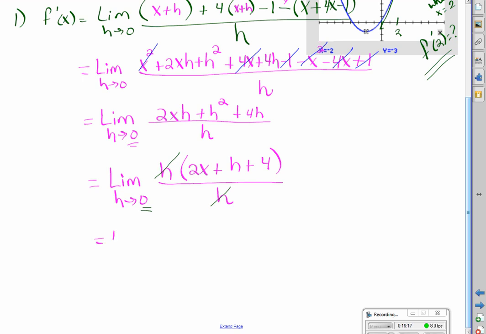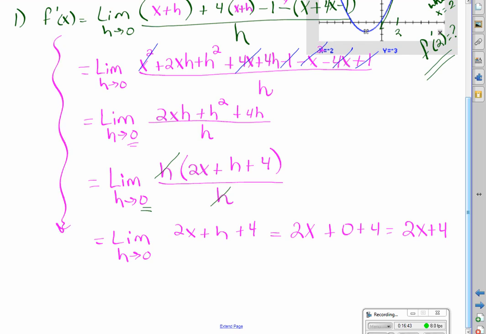and I no longer have an issue with substituting 0 in, do I? I'm now at the stage where I have the limit as h goes to 0 of 2x plus h plus 4. And if I substitute 0 in here, I get 2x, because I'm substituting h, I'm not substituting x, plus 0 plus 4. So this simplifies to 2x plus 4. We just figured out that f prime of x is equal to 2x plus 4.